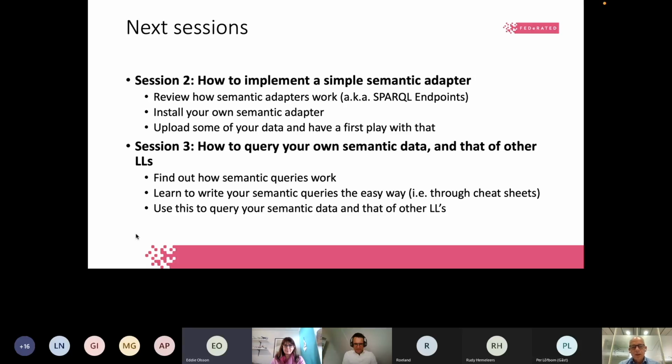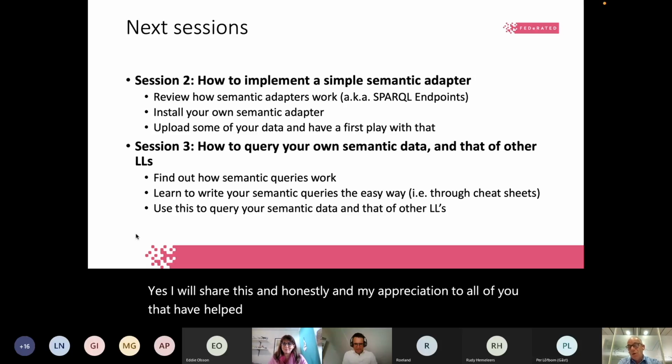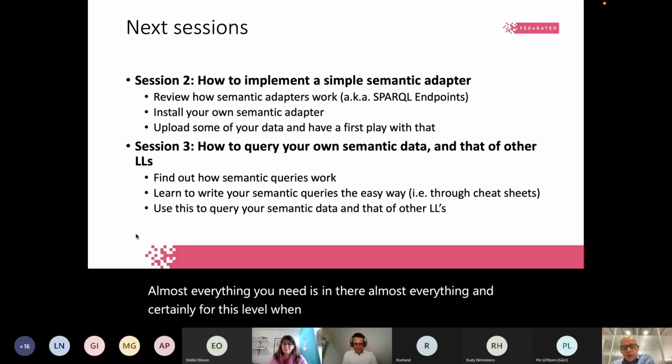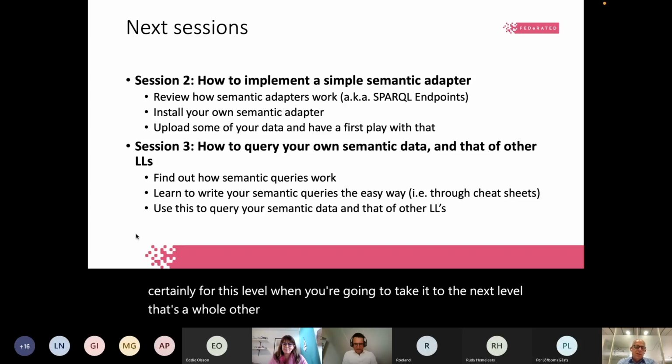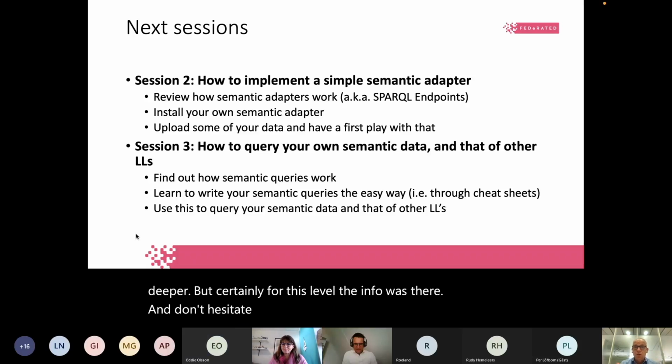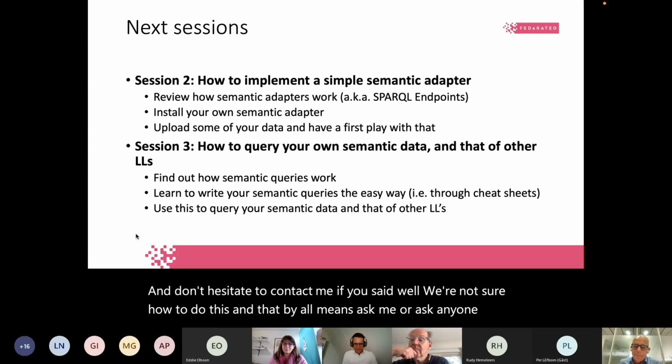And this presentation, of course, I think it's been great. Yes, I will share this, and honestly, my appreciation to all of you that have helped Roland and Alessia to put all these living lab sheets together. Almost everything you need is in there, certainly for this level. When you're going to take it to the next level, that's a whole other ball game. You're going to go much deeper, but certainly for this level, the info was there. And don't hesitate to contact me if you say, well, we're not sure how to do this and that. By all means, ask me or ask anyone else, but ask me certainly.